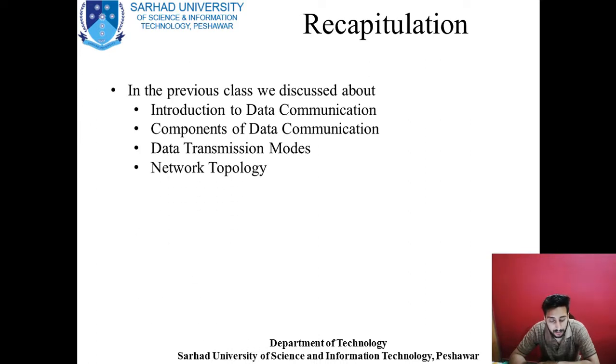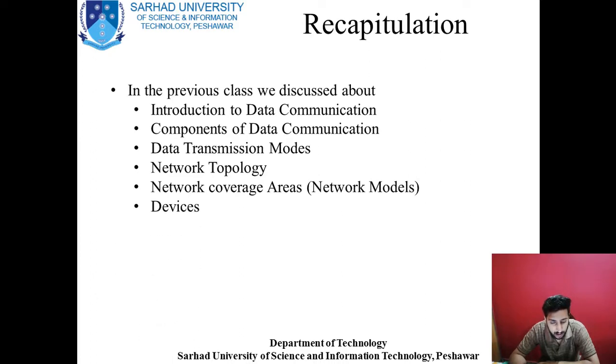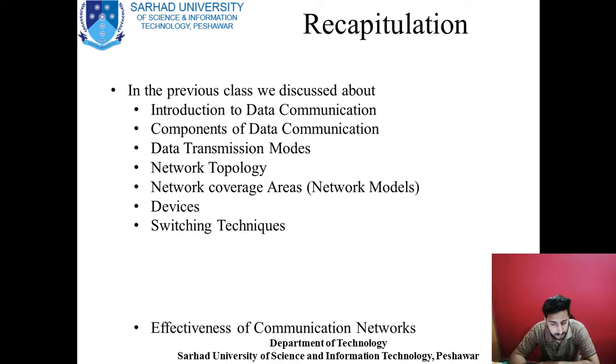Later on, we discussed different network topologies, that is, how nodes, terminals, or users can be joined to form a communication system network. Then we discussed different network models based on different coverage areas. We looked at WAN, that is wide area network, LAN, local area network, and several other network coverage areas with respect to their coverage. Then we looked at different network devices involved in the communication system: hub, switch, router, modem, and other devices.